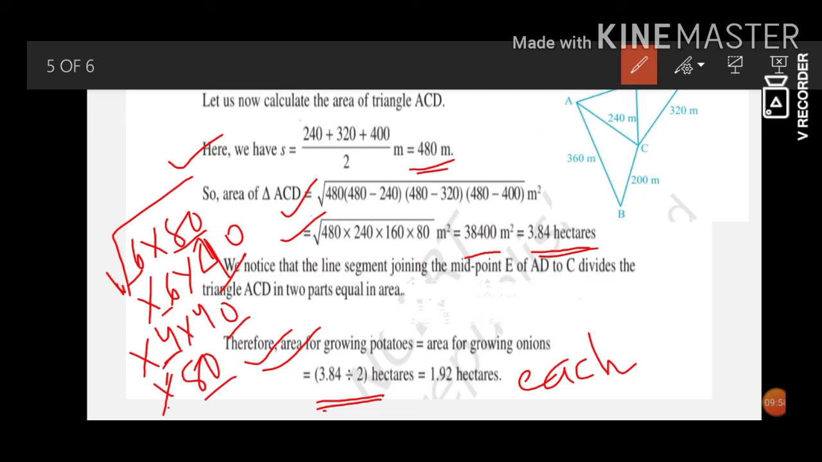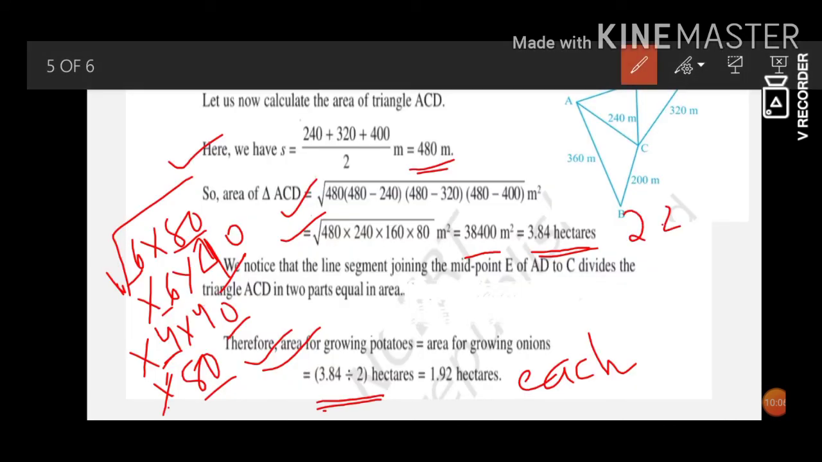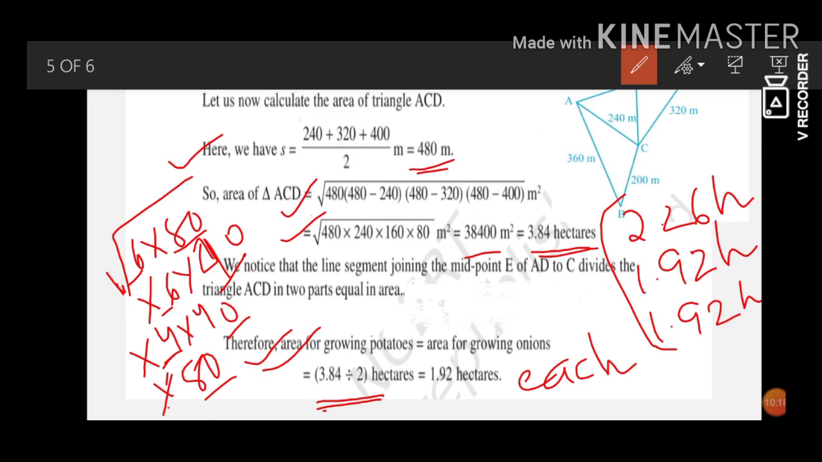So altogether we got 2.26 hectares for wheat, 1.92 hectares for potato, and 1.92 hectares for onions. So this is the total answer. I hope I have explained this sum very vividly, and I hope this tutorial is helpful for you. Thank you.